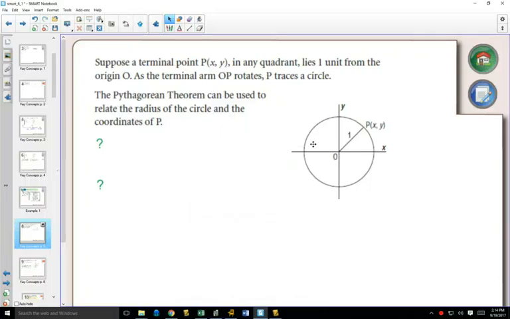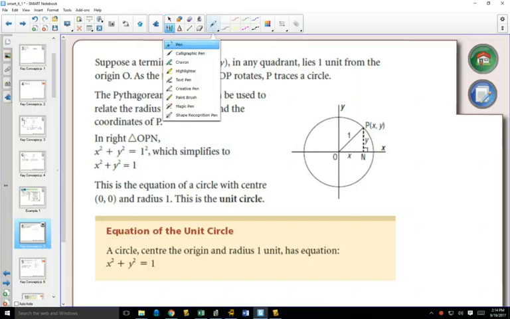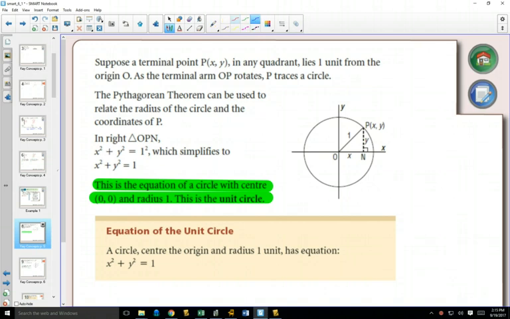So we start off with a circle, and this circle is called the unit circle. So I'll highlight that. It's a circle with a center at 0, 0 and a radius of 1. So if you took that circle and you picked any point on that circle, and right now we're starting with a random point in the first quadrant right here.